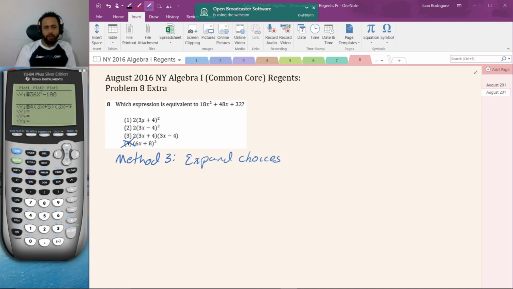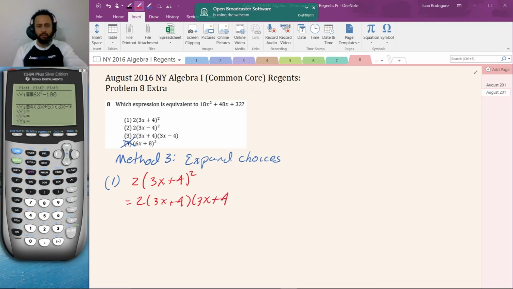So I'm going to start with, let's see, I don't see any minus signs here. So I see minus signs here and here. So I'm going to try choice 1. Let's see. I get 2 times 3x plus 4 squared. And you should definitely write it as 2 times 3x plus 4 times 3x plus 4. So I know I need to multiply 3x with each of these factors, and then I need to multiply 4 with each of these factors.